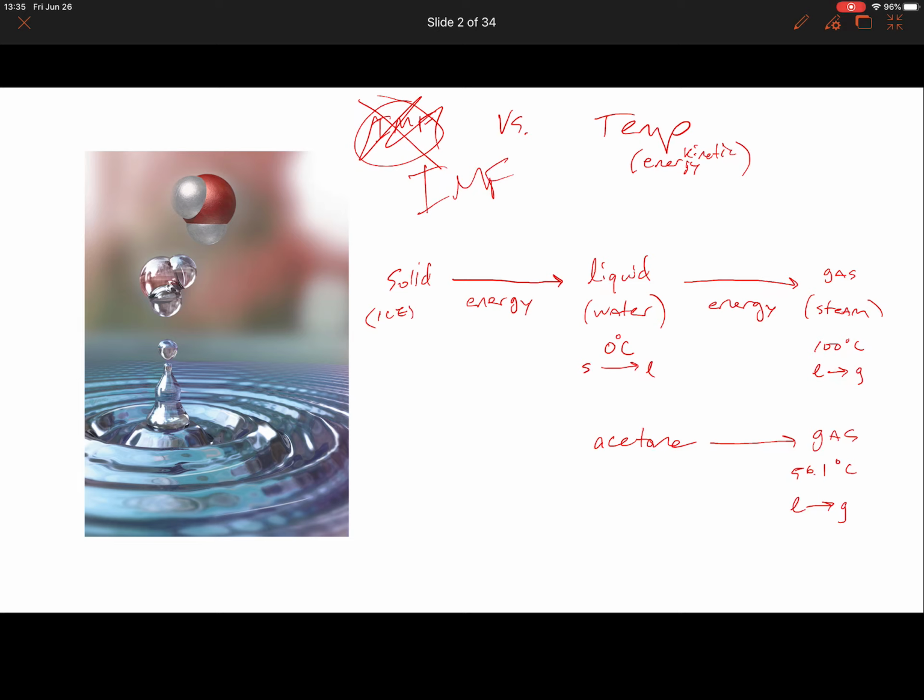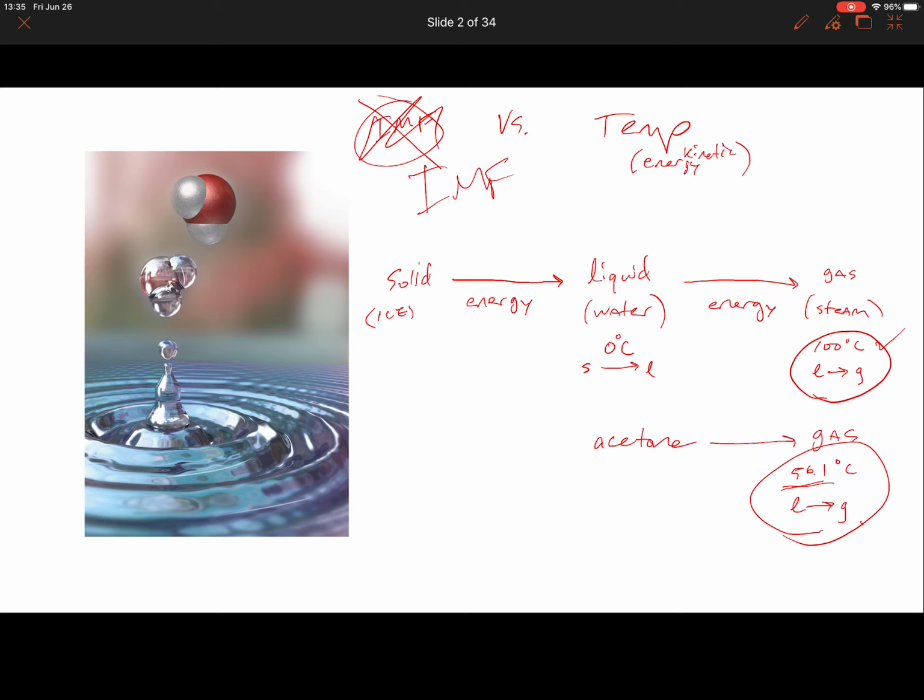So what I'm saying is, why does water have so much more thermal energy before it turns into a gas, right? Because if temperature is just a measure of how much energy your molecules have, then 56.1 degrees is a lot less energy, a lot less motion than 100 degrees. So acetone, with a lot less motion, can turn into a gas where water still can't. And it takes a lot more energy to get water up to the right temperature, to where it now has enough energy that it can turn into a gas.